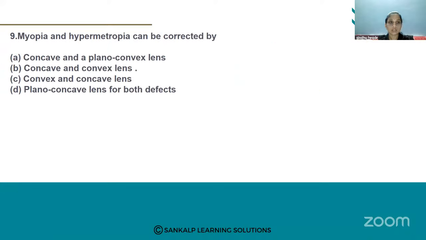We'll move to the next one. Myopia and hypermetropia can be corrected by using which lens? Okay, this is the question. First, you have to find out which lens is used to correct myopia.